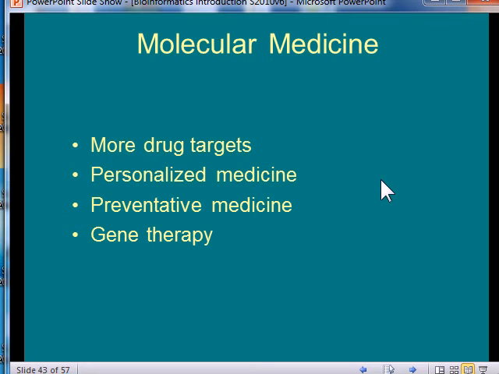Gene therapy. Again, can we modify our genes if we're born with a genetic defect, a genetic ailment, a genetic disease? Can we come up with a way of modifying our DNA so that we no longer have that particular problem?